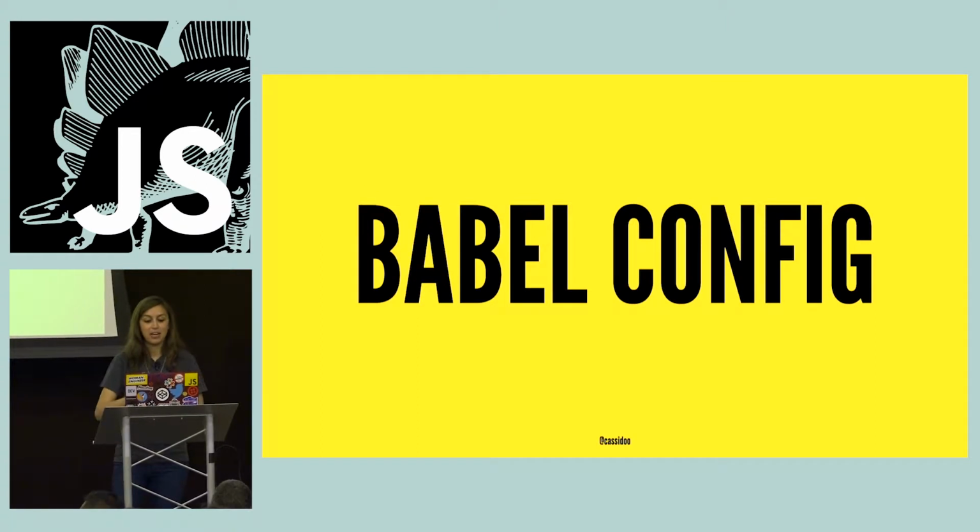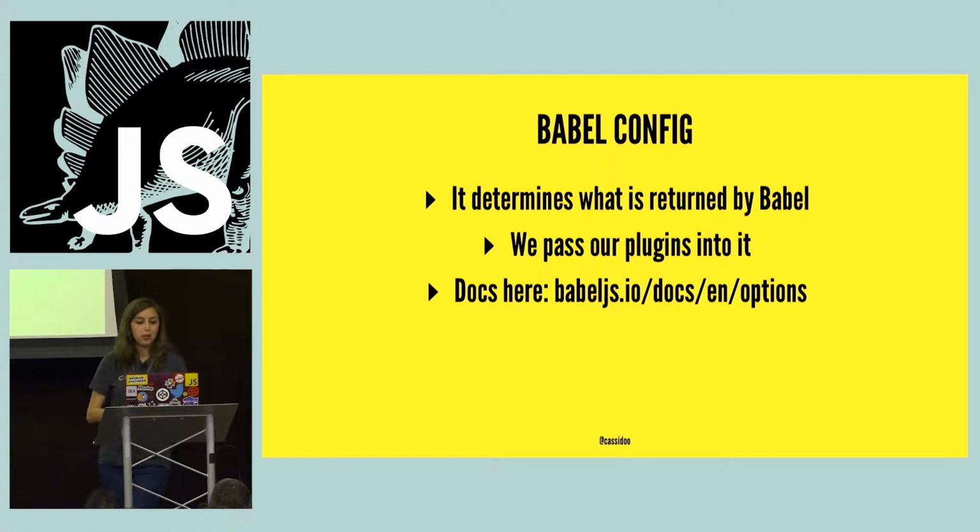And the next thing we had to work on was the Babel config. So all of the different options and actually putting the plugins in for Babel to consume and send out into the world. The Babel config determines what is actually returned by Babel. And so like I said, all the plugins, all the options that we might want to put in there. There's docs for it. This is a long link, so you don't need to memorize that. I can tweet that one out.